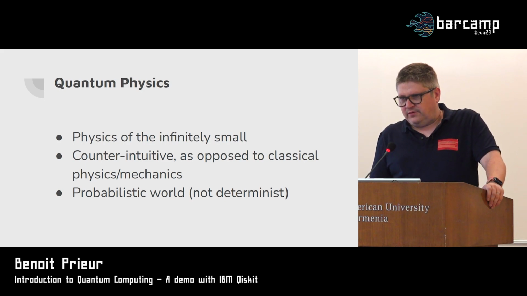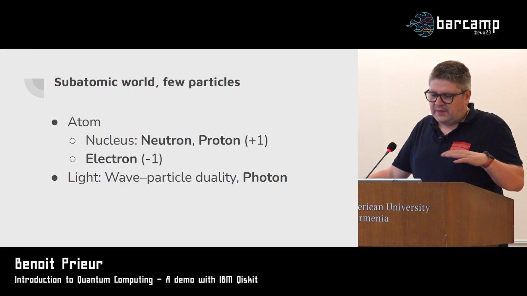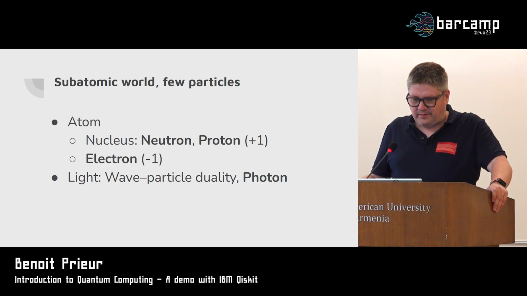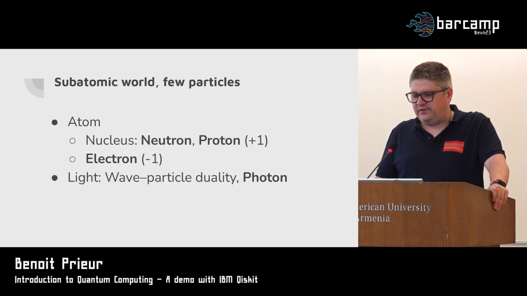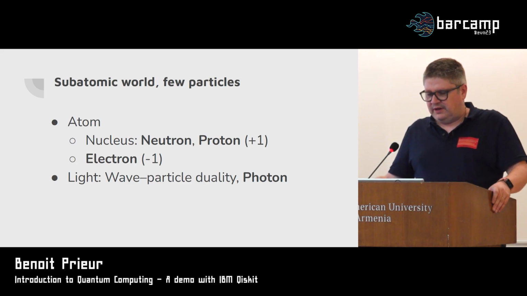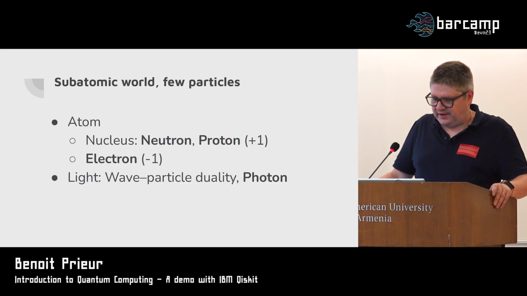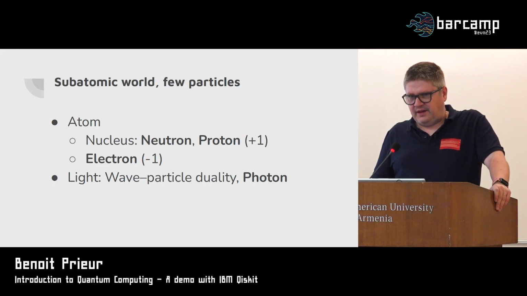So the topic here is not to talk about physics, but we are at an atomic level or subatomic level. So just a small reminder you probably have. In an atom, we have a nucleus. In the nucleus, you have neutrons and protons. Protons have a positive electrical charge. Around this nucleus, there are electrons, one or several electrons, depending on the particle, and they are obviously negatively electrically charged.